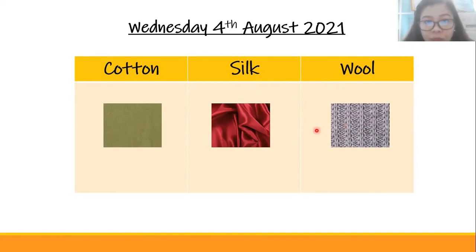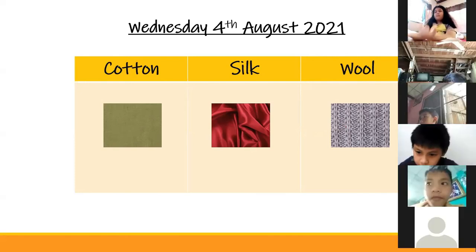Cut a small piece, not too big, not too small. Maybe about the size of your 5 baht will do. You can cut in square, in circle, or any shape you want, as long as it's not too tiny and not too big. Just a small piece, from your cotton clothes, silk, and wool.